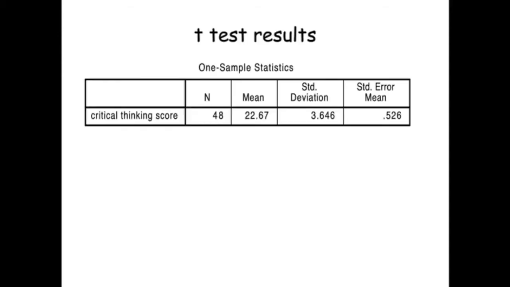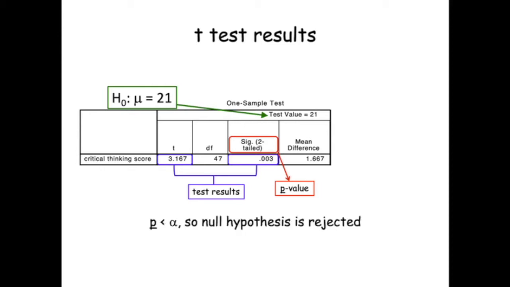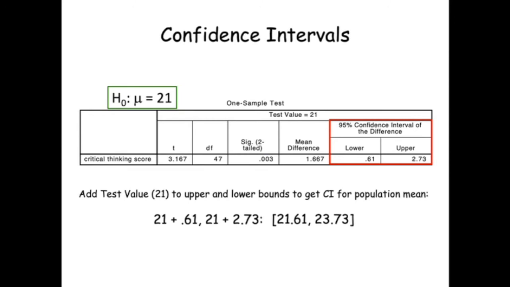The first output for a one-sample t-test is a table of descriptive statistics, and the second reports the t-test results. The null hypothesis is that the mean critical thinking score is 21, so we enter this as the test value. The p-value is 0.003, which is less than our significance level, so we reject the null hypothesis. The interval estimate is for the difference between the sample mean and the hypothesized mean, so we add the test value to these bounds to get an estimate of the mean critical thinking score.